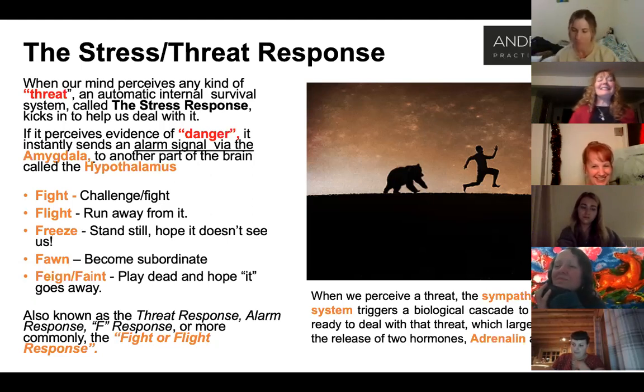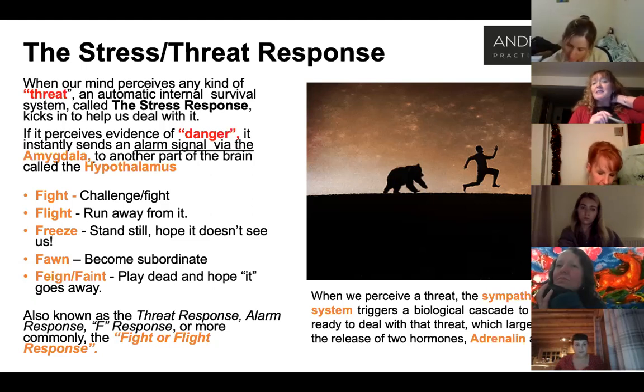So that's freeze. Fawn, you don't hear so much about that one, but basically you become subordinate to the situation or the people that you're dealing with. And feign or faint is you just, again, play dead and hope it goes away. It's almost a bit like freeze, really. So quite similar in that response. So the fight flight response is what the monkeys are creating, okay?